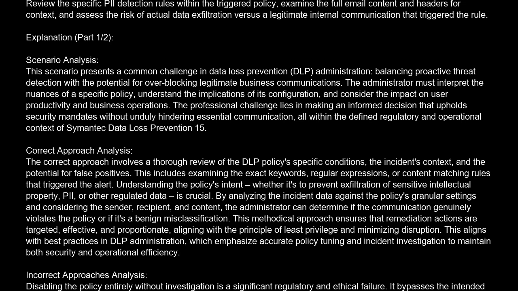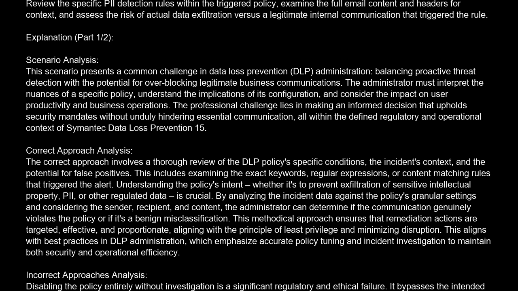The correct answer is B. Review the specific PII detection rules within the triggered policy, examine the full email content and headers for context, and assess the risk of actual data exfiltration versus a legitimate internal communication that triggered the rule.